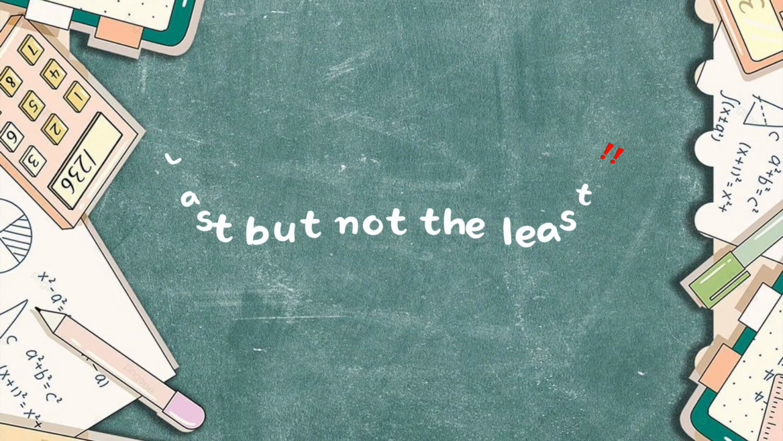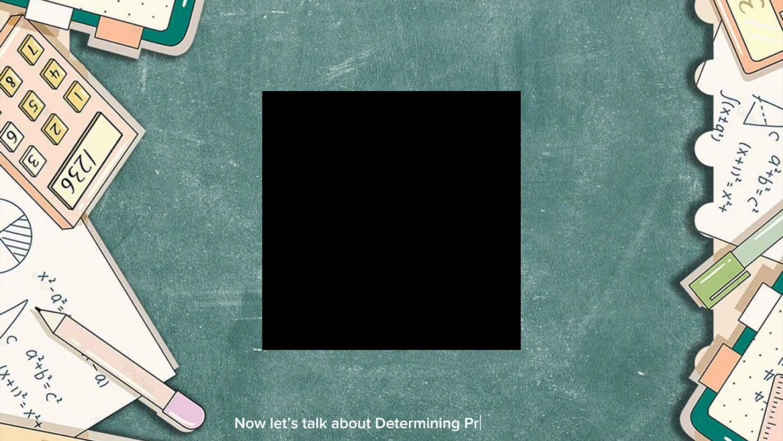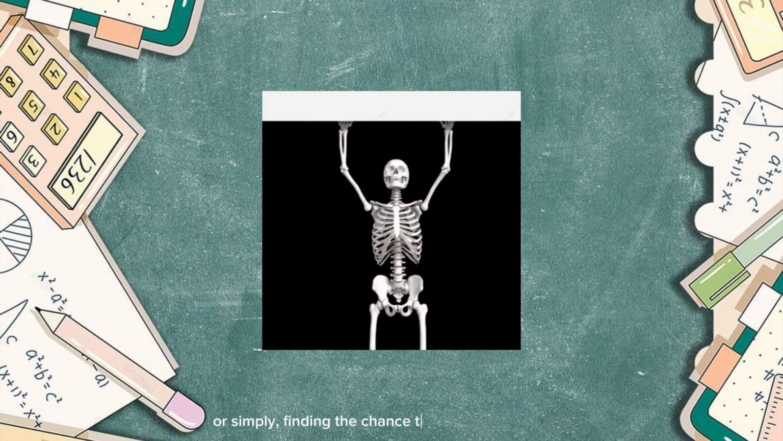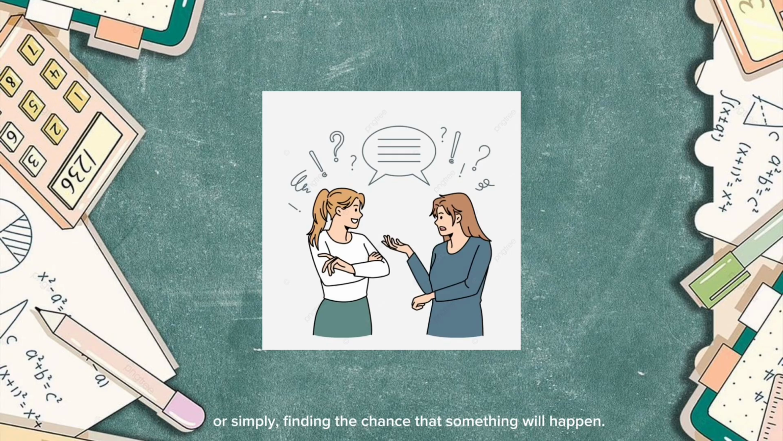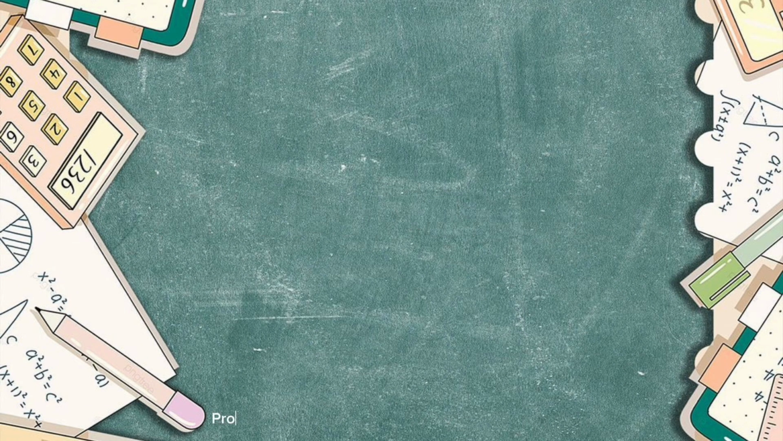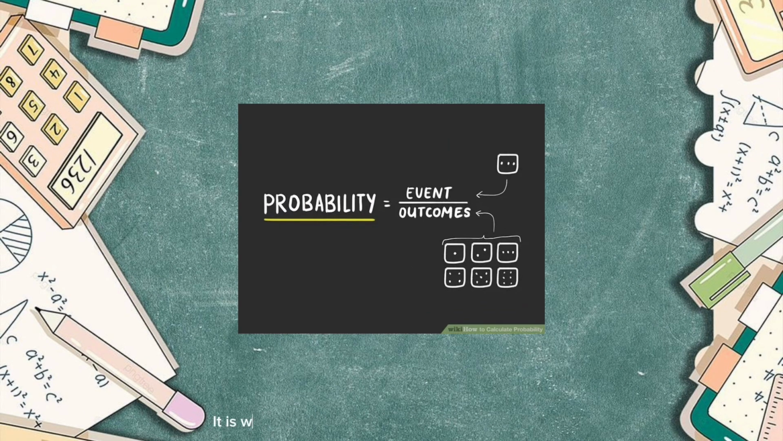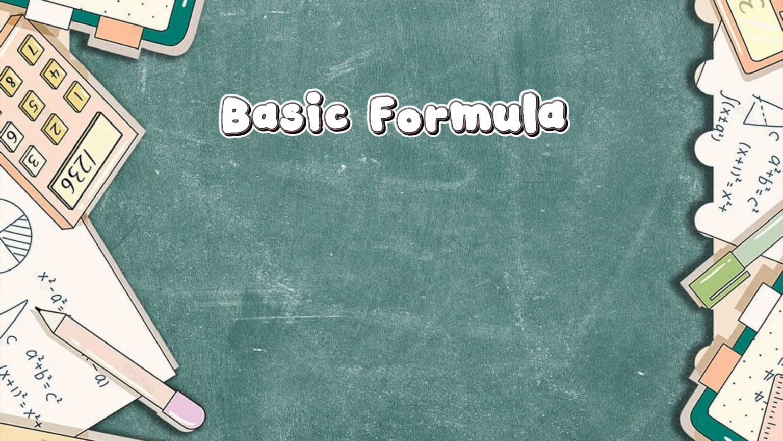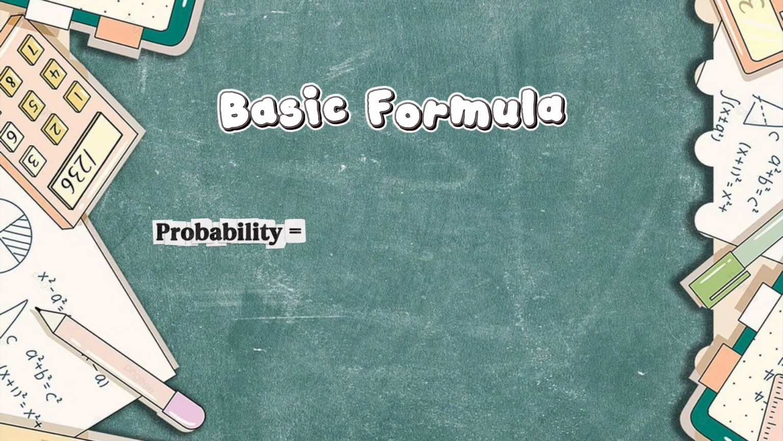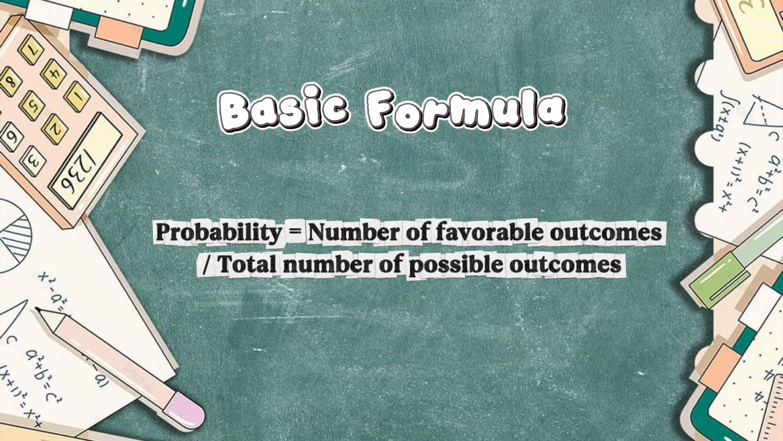Last but not the least is determining probability. Now let's talk about determining probability, or simply finding the chance that something will happen. What is probability? Probability measures how likely an event is to occur. It is written as numbers between 0 and 1, or as a percentage. Basic formula: probability equals the number of favorable outcomes over the total number of possible outcomes.